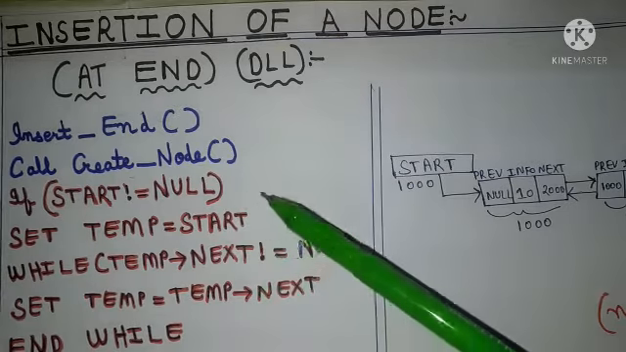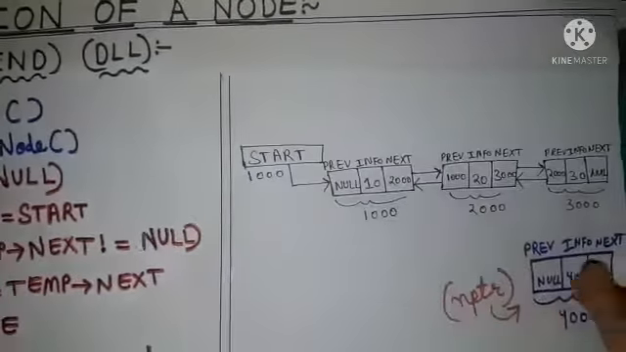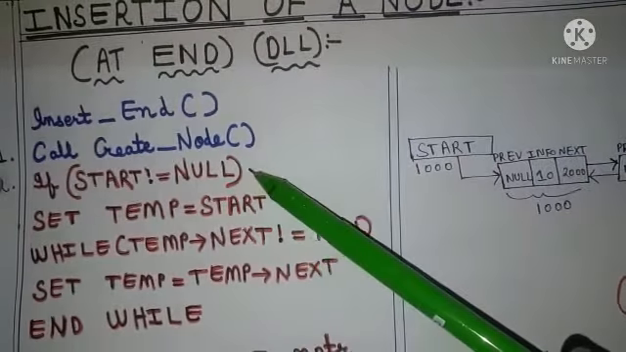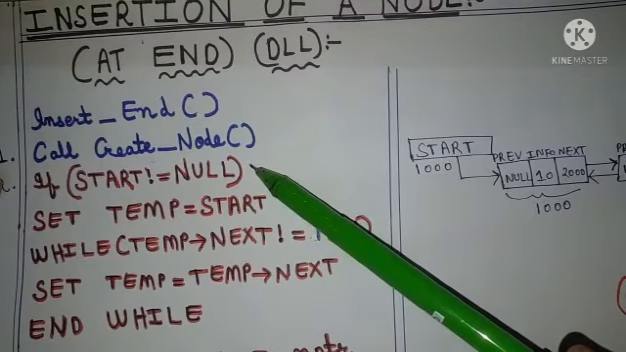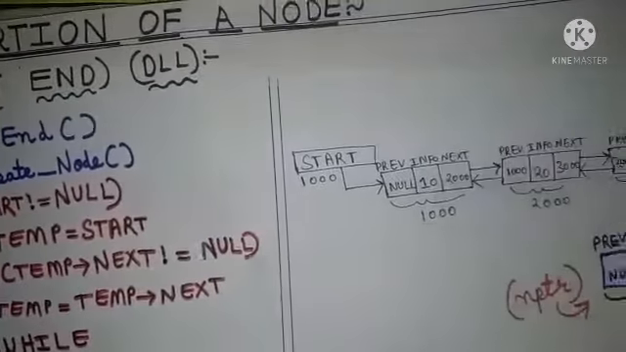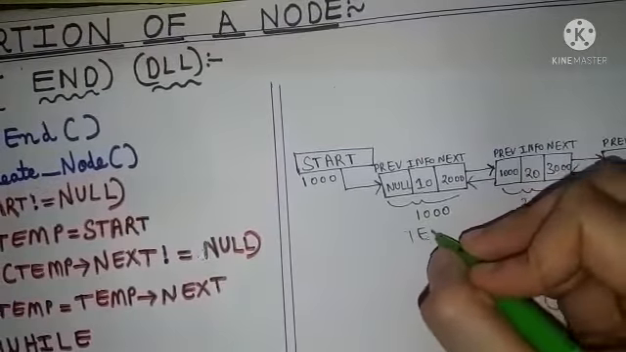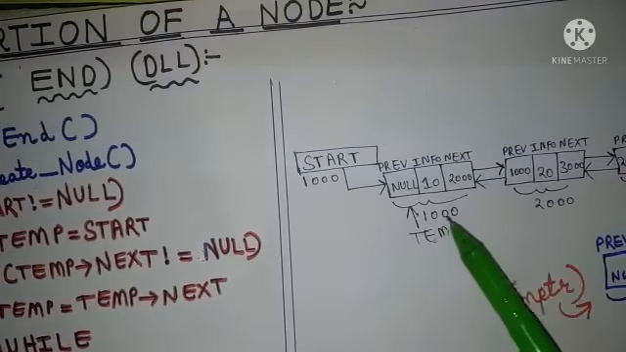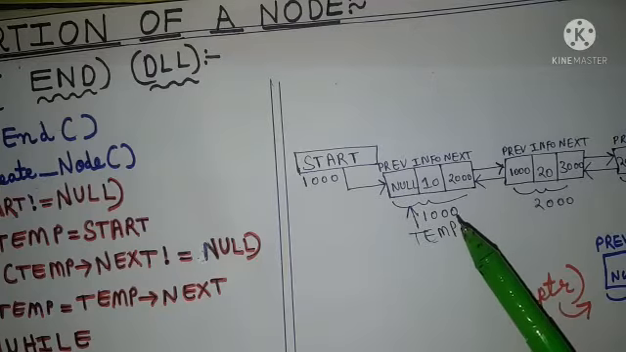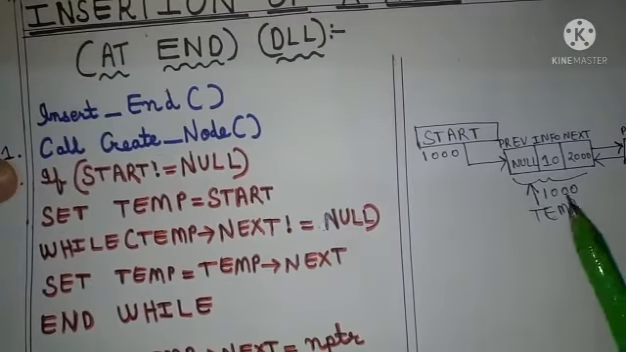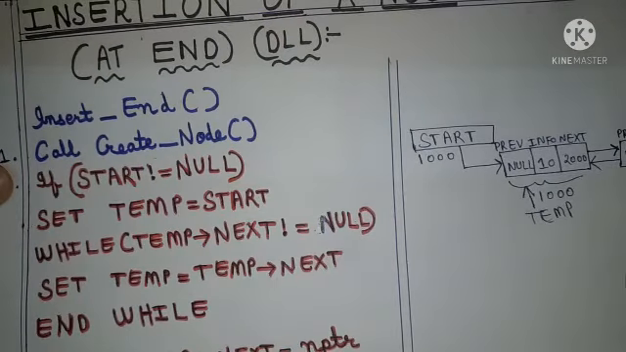Okay, so here I have assumed one list having 3 nodes. So here if start not equals to null, this condition is true. That's why set temp is equal to start will be executed. We will take one pointer temp, which will be set to the start, that is the first node of our double linked list. Then by using the while loop, the temp pointer will traverse through the entire list because we want to insert at the end of the double linked list.